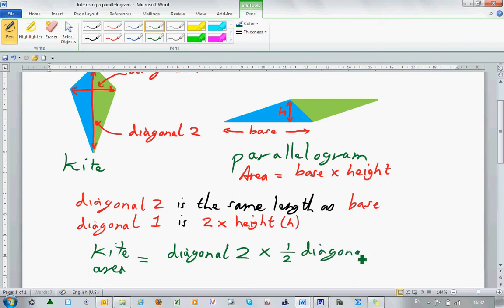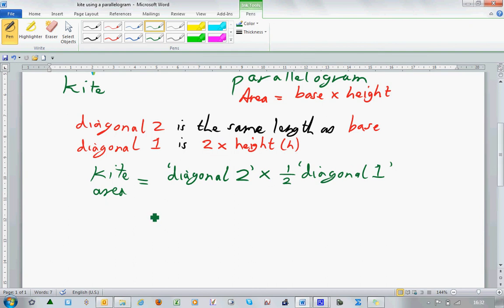So this gives us the kite area as a half times diagonal 1 times diagonal 2. And that's it. Done.